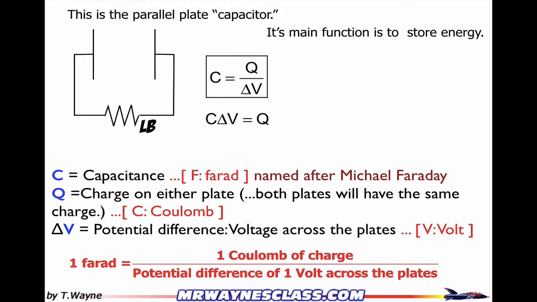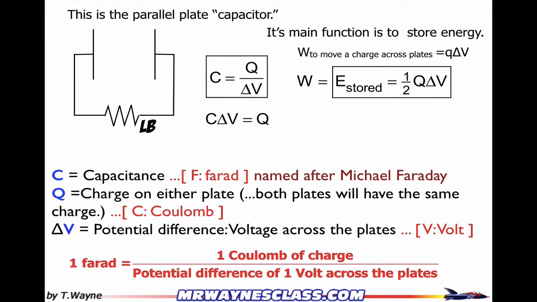Now, our formula for capacitance, I'm going to rearrange in terms of Q. So C equals Q over delta V. What this shows me is that the potential difference on the plates is directly proportional to the amount of charge on the plates. And that's going to become important, because the main function of a capacitor is to store energy. I know from previous work that when we had charges going across two plates, the work done to move the charges across was equal to Q delta V.